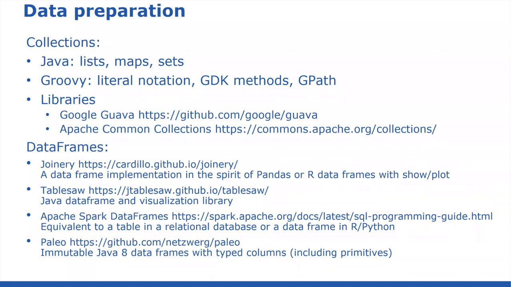Data preparation. Java has a whole collections API. Groovy enhances that with a bunch of features to make it more compact and easier to deal with, and to do map, filter, reduce style operations. Later versions of Java also have streams that mimic some of those capabilities, and you can do all that stream stuff as well. There's a bunch of other libraries you can use for collections, but what is becoming more prevalent, and I'm hoping this trend continues, is that there are now some libraries emerging for doing data frames.